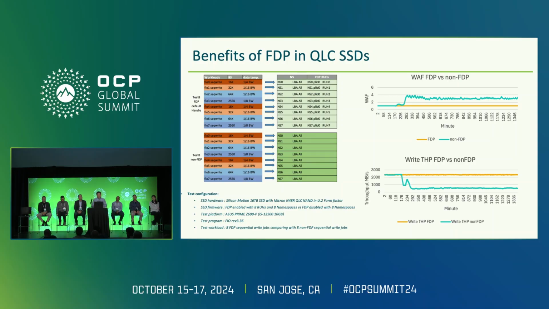So we can see the WAF with FDP is almost 1, and the non-FDP is 3 point something. So for the write throughput, we can see the big difference.